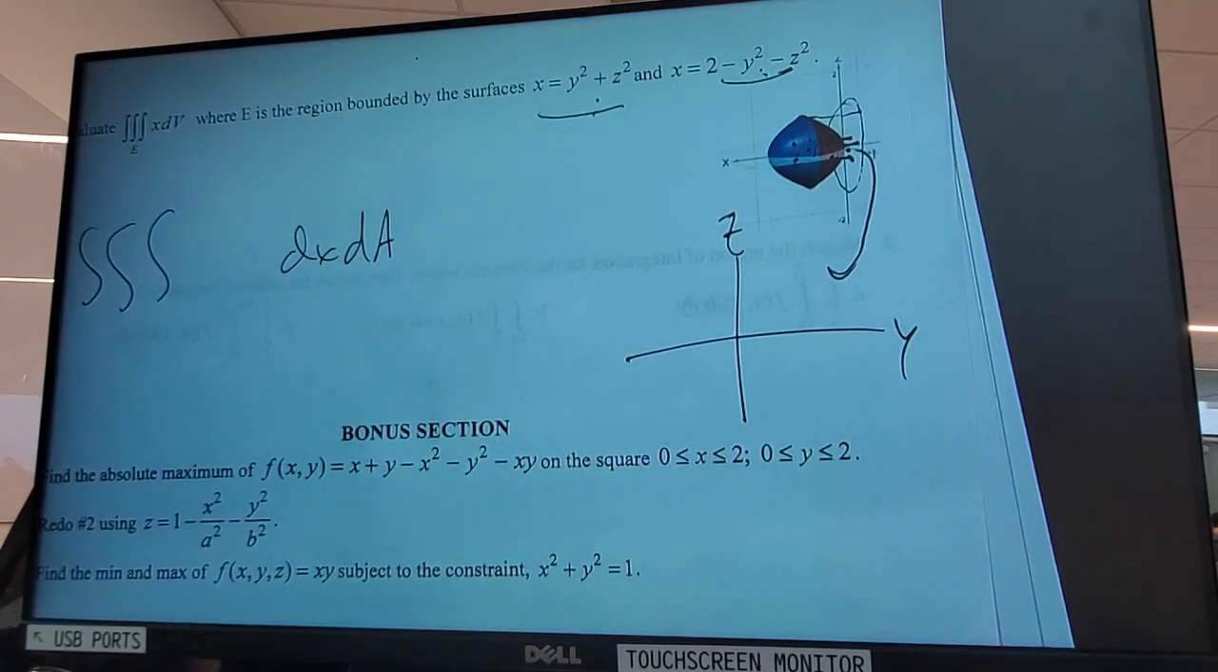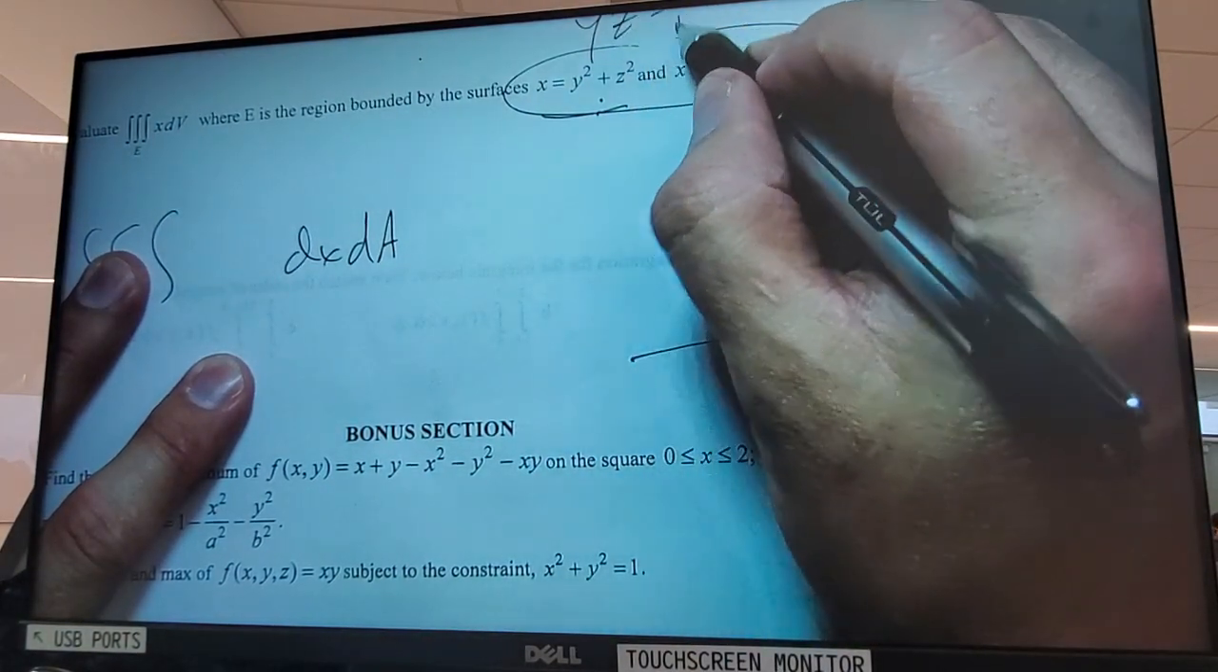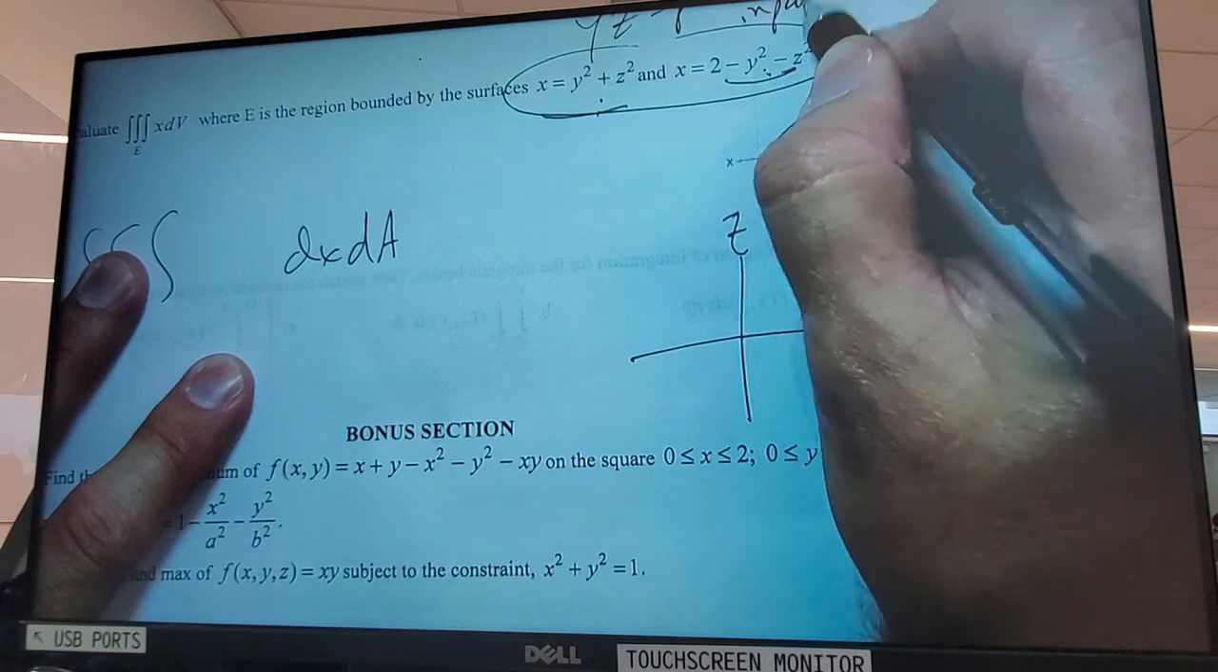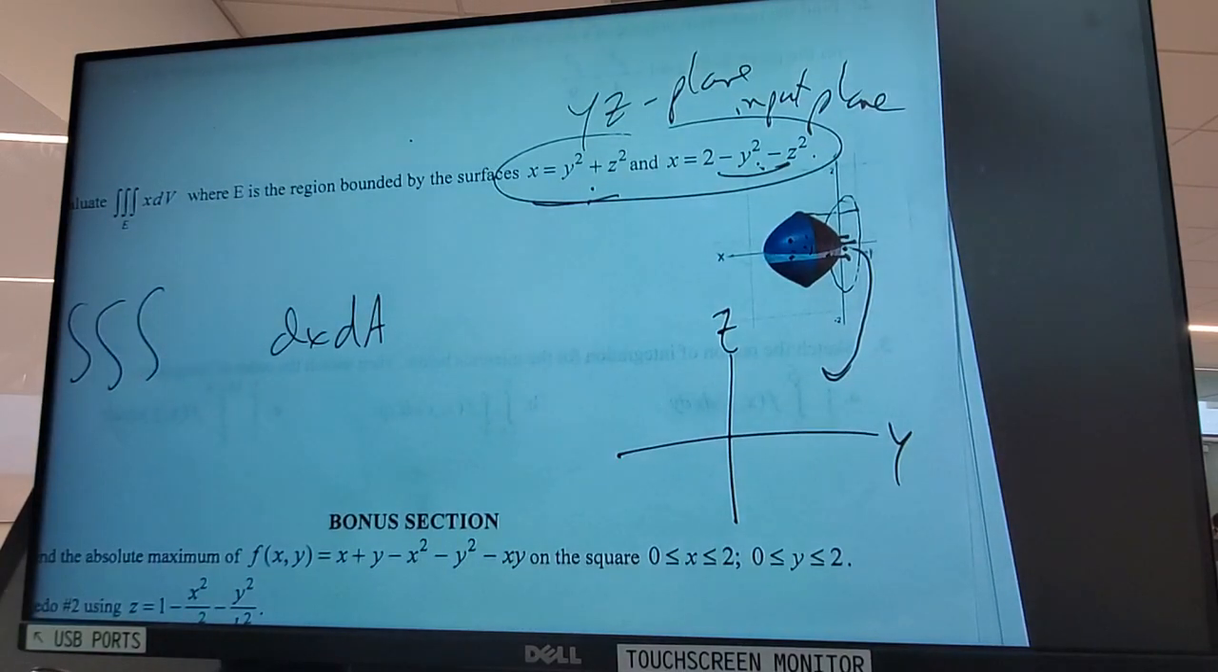Does this problem make more sense, if you had trouble with it in the first place? The first thing that should jump out at you is the YZ plane is the input plane. So that means that's where the region D lives. That's going to tell me what my dA is, the last two parts, which means the x is the inner integral. And now we know it goes from y squared plus z squared up to 2 minus y squared minus z squared. Before I do any of that integration, I would change to polar.